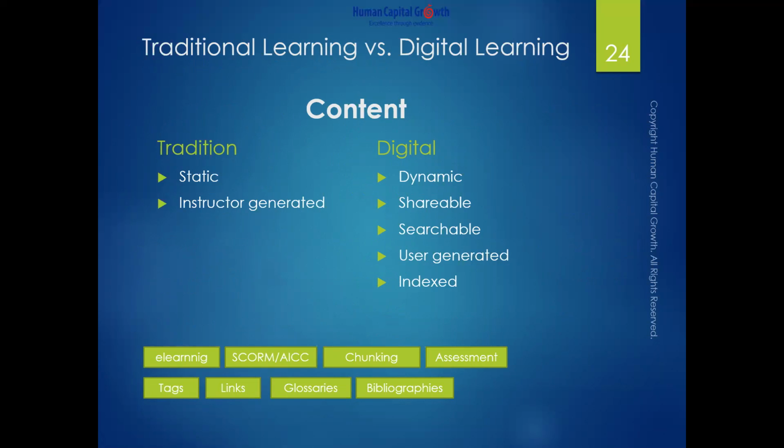And to describe how you would do it, I'm going to contrast the traditional approach with the digital approach. When it comes to content, the traditional method would be you would have static content that the instructor would take into a classroom, usually generated just by the instructor. The challenge here is keeping that content up to date. A lot of those challenges are addressed when you digitize learning.